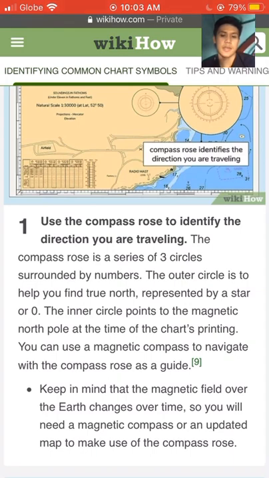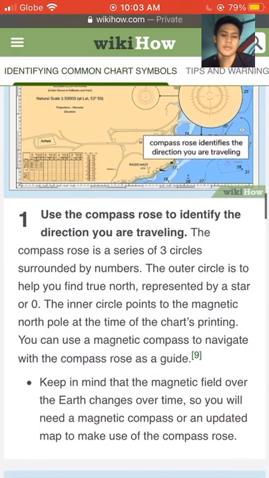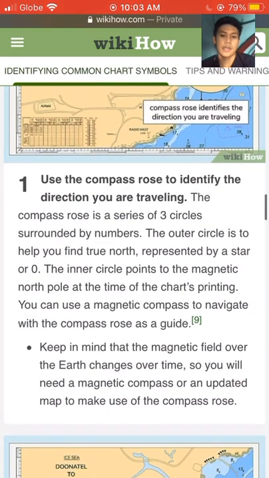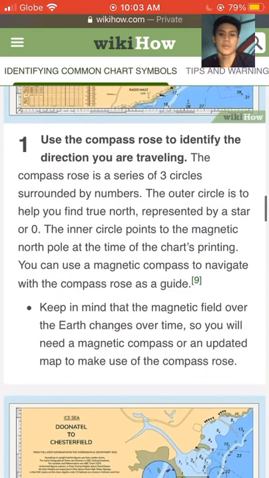You can use a magnetic compass to navigate with the compass rose. Keep in mind that the magnetic field over the Earth changes over time, so you'll need a magnetic compass or an updated map to make use of the compass rose.